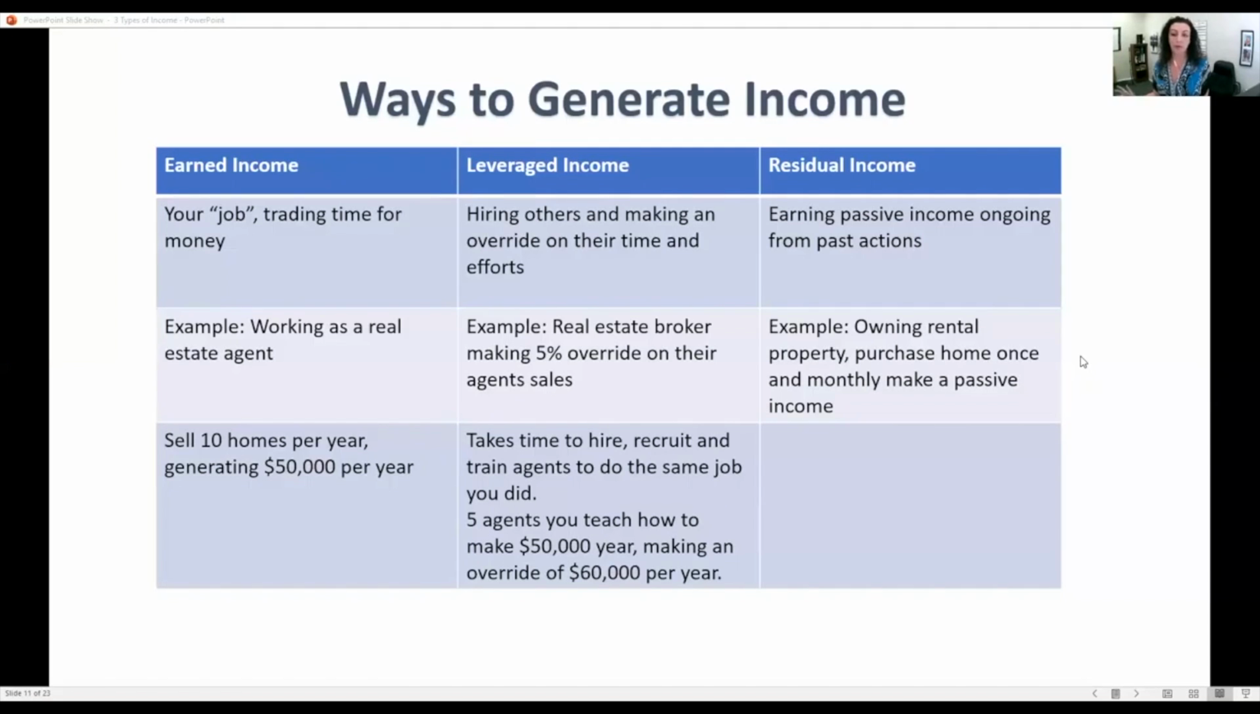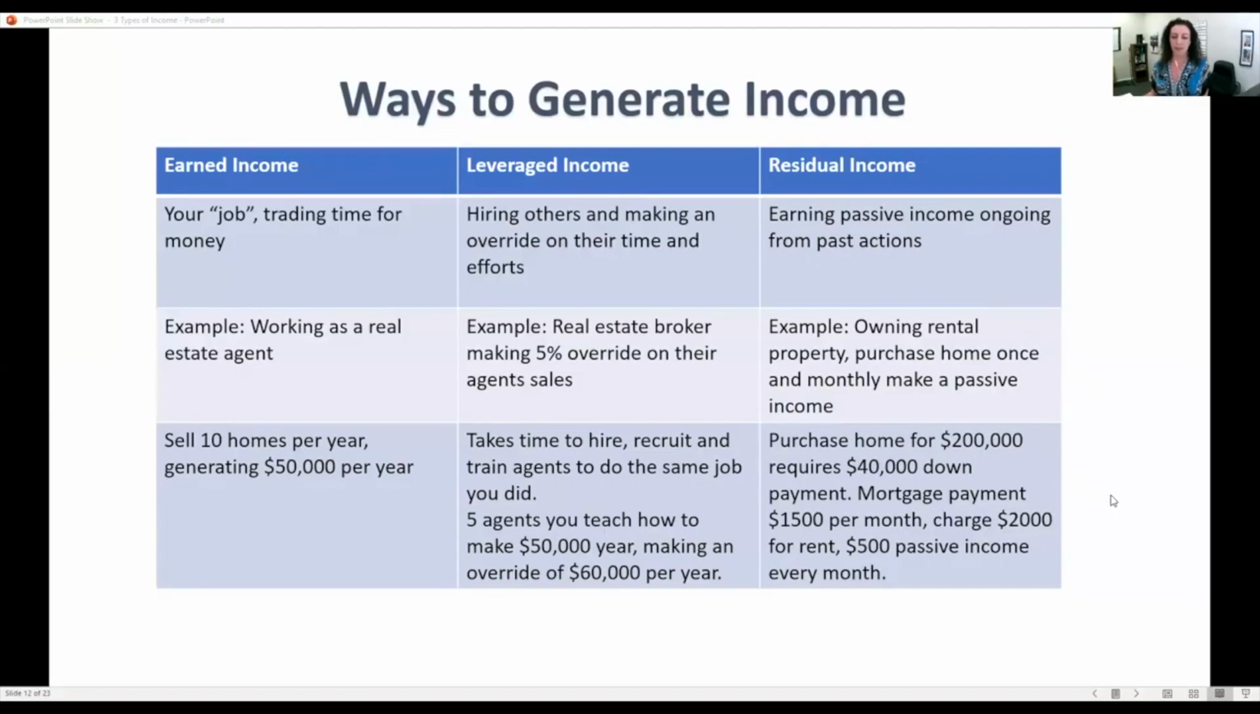An example would be owning rental property. This is the next thing that I did in my career. I wanted to own some rental property, purchase a home one time, and make a passive income as you have it rented. A good example for that: you buy a home at $200,000. It does require that $40,000 down payment up front, but now you have a mortgage payment that costs you $1,500 a month. You're charging $2,000 a month to your renter, so you're getting $500 passive income each and every month.